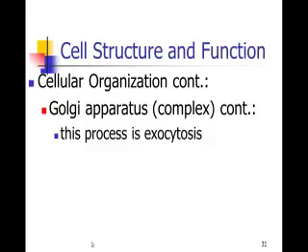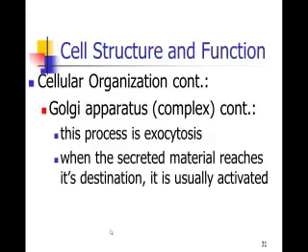What we just looked at is called exocytosis. So this material is leaving the cell, and eventually the material that's secreted may get to where it's needed, and usually at that point it becomes activated. It's not uncommon to have something secreted that's not active immediately, that it requires some further action. So a good example would be pepsin.